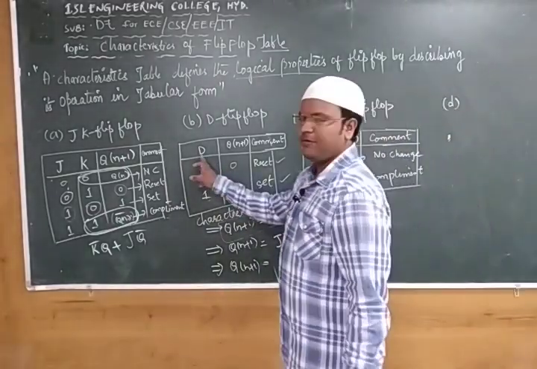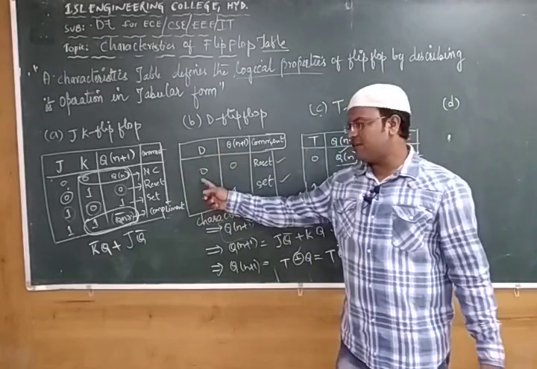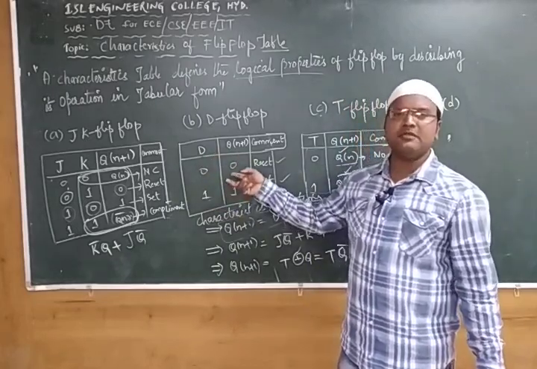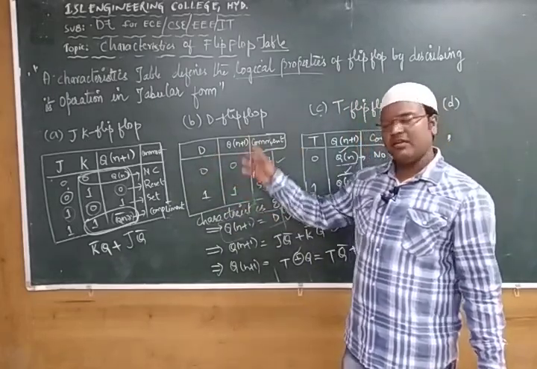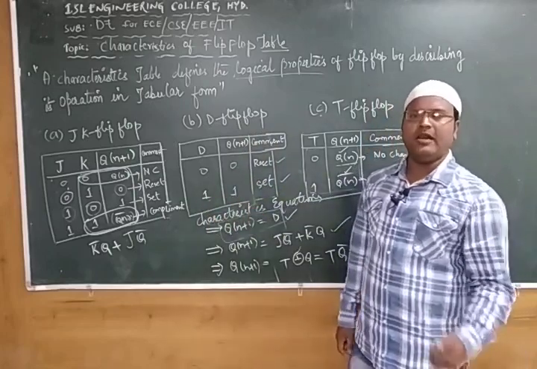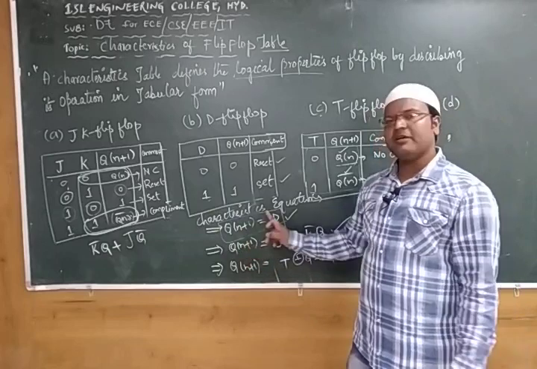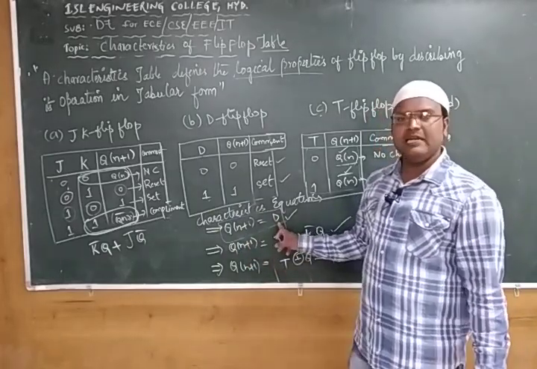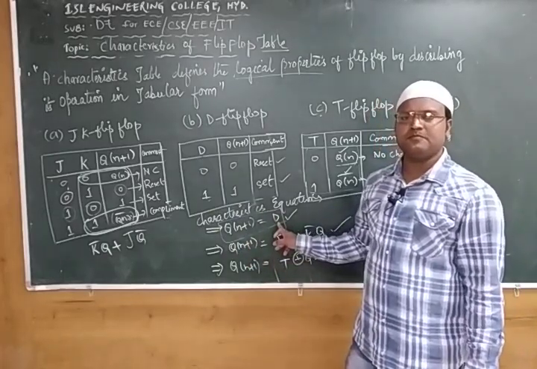Similarly for the D flip-flop. The D flip-flop depends upon the present state, and that also resembles the same value. When D is equal to 0, the next state is also 0. When D is equal to 1, the next state is also 1. That indicates your Qn plus 1 depends upon the D flip-flop input.